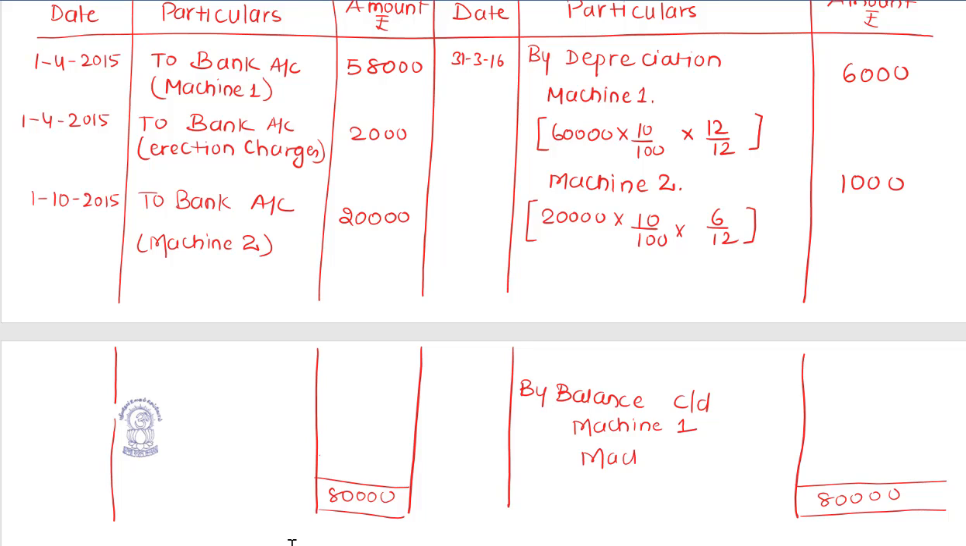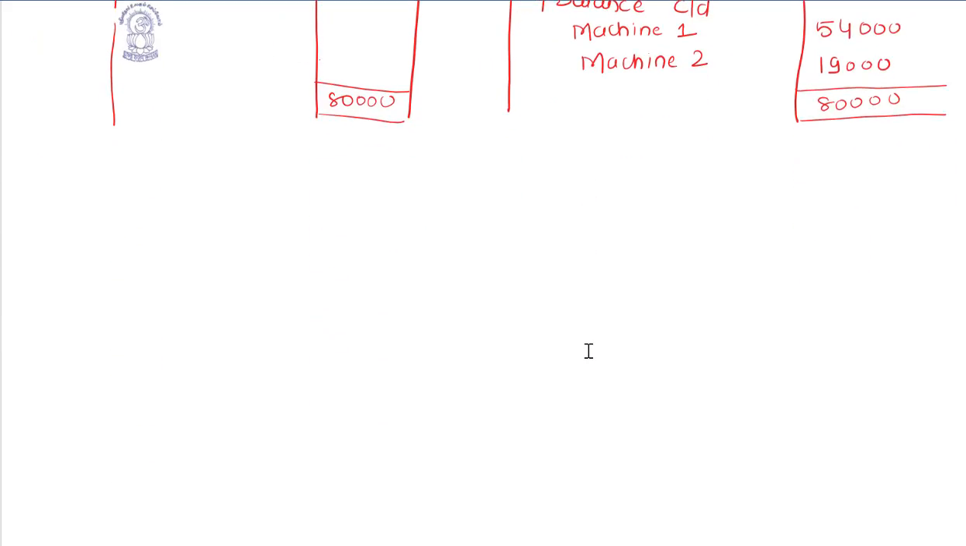Machine 1, it is 60,000 minus 6,000, 54,000. Machine 2, 20,000 minus 1,000 is 19,000. I believe it is clear. The first year is clear, that is 2015. We need to make the account for 4 years.